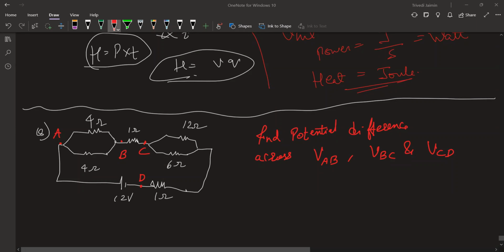Sir, across A to B? What are you saying? Across A to B, what's the answer? It is 3 volts. Across AB is 3. Okay. BC is 1.5. What's the total current, by the way? 1.5 amperes. Okay. Right, sir?